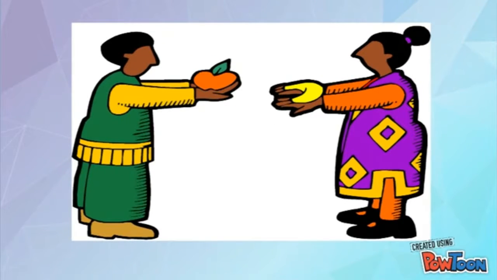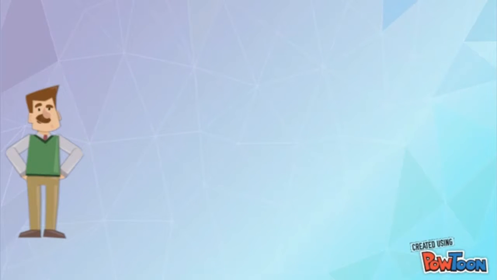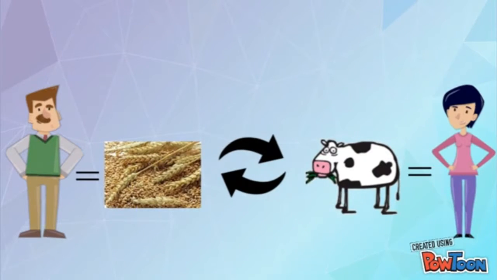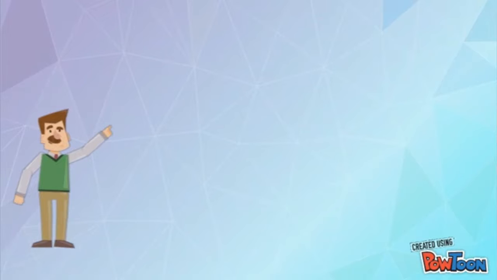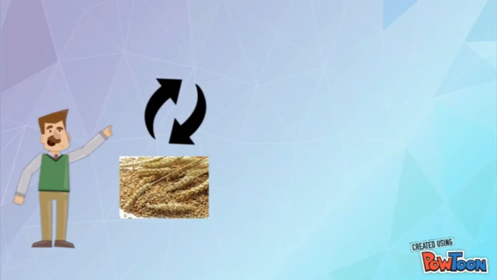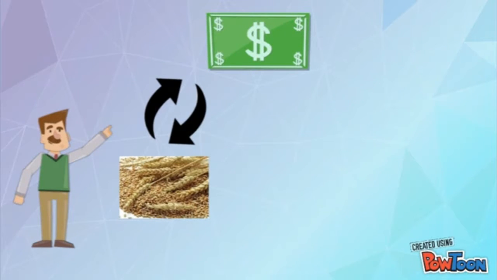In the old days, people used the barter system to exchange goods and services. For example, an individual willing to exchange food grains for a cow can't do so unless the owner of the cow is willing to accept food grains in exchange for it. To solve the problem, the individual can exchange food grains for money, and then use the money to exchange for the cow.